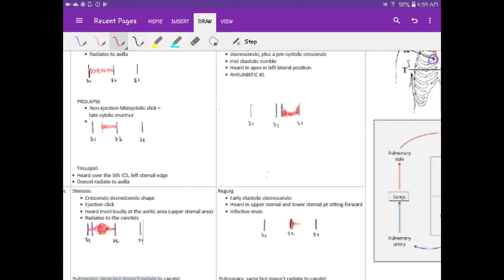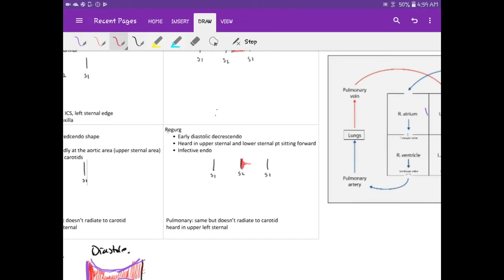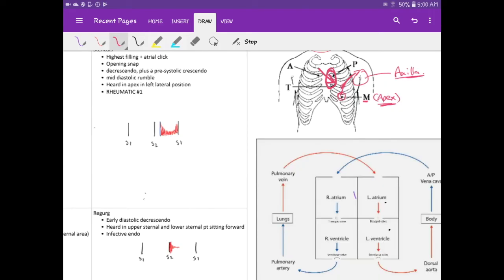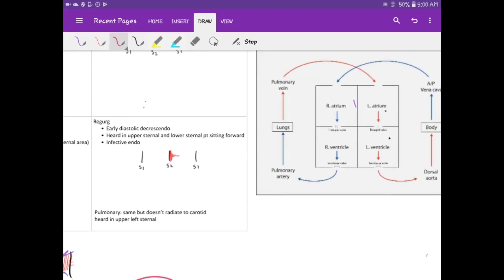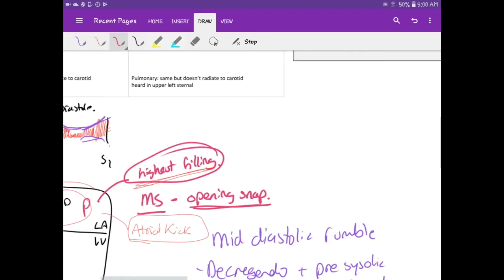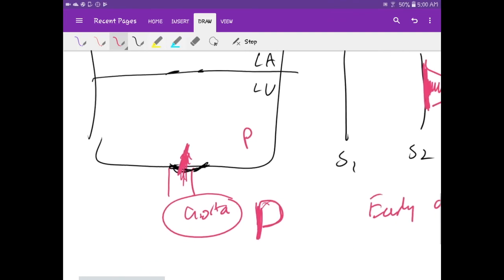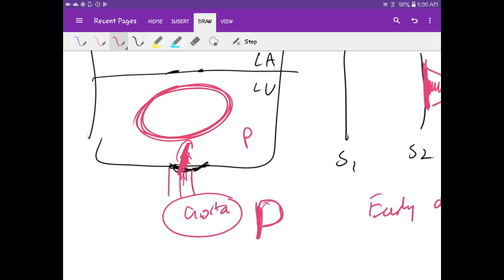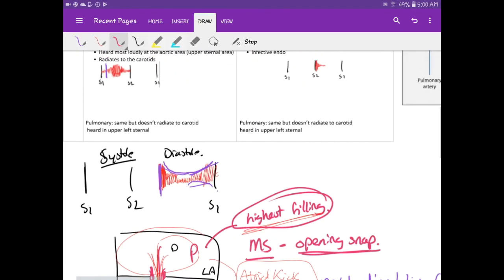So just to recap, we'll start with what we finished with. Regurgitation, early diastolic decrescendo, and we said that because the pressure is greater in the aorta compared to the ventricle. Heard in the upper sternal and the lower sternal when the patient is sitting forward. The blood moving down, so we hear it in the upper sternal, and if the patient is sitting forward, we would hear it in the lower sternal. The reason is that gravity basically pushes the blood down if the patient is sitting forward. The reason why we don't hear it in the aorta, by the way, is because the pressure is greater in the aorta, and the blood is moving backwards here, so you actually hear the flow, the murmur, here. Make sure you don't confuse that.